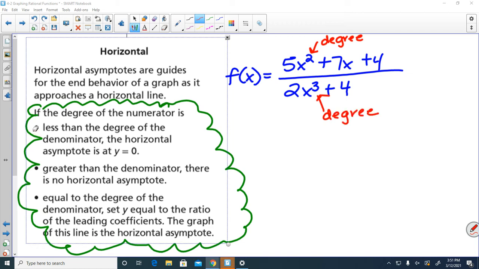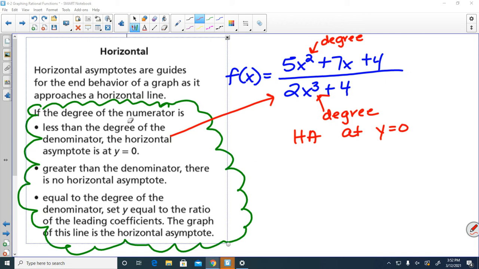So then we've got 3 cases, case 1, case 2, case 3. If the degree of the numerator is, case 1, less than the degree of the denominator, is that true here? Is the degree of the numerator less than the degree of the denominator? Yes, that's true. That's this one. Then there's a horizontal asymptote at y equals 0. So this graph would have a horizontal asymptote at y equals 0.